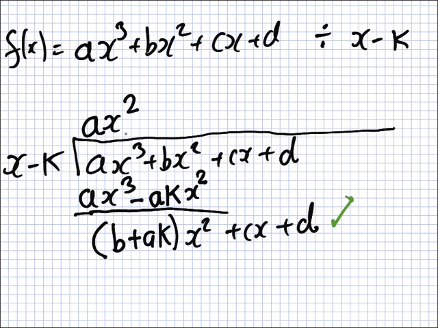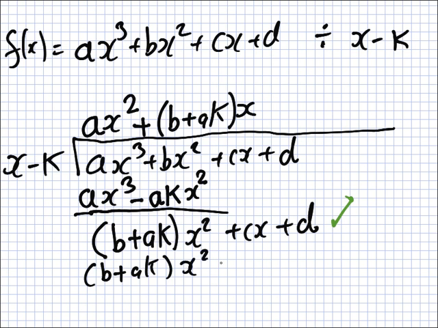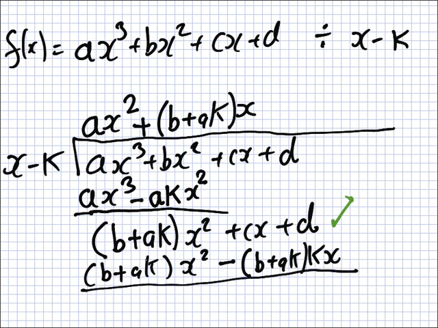Being careful, what will need to be the next multiplication here? (b plus ak)x. Now, let's carry out the multiplication. What do we get here? (b plus ak)x squared. Good. And then next is minus (b plus ak)kx, when this bracket multiplies the k. Now, subtracting happens here, and what happens here? They add.